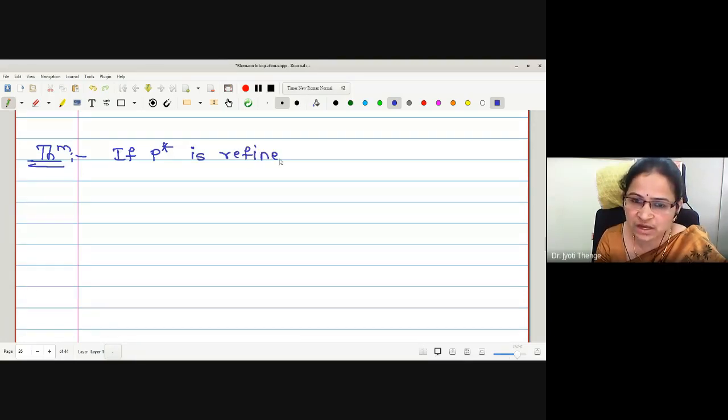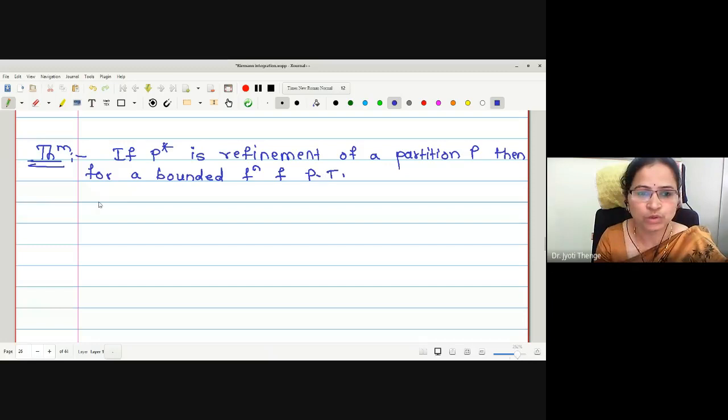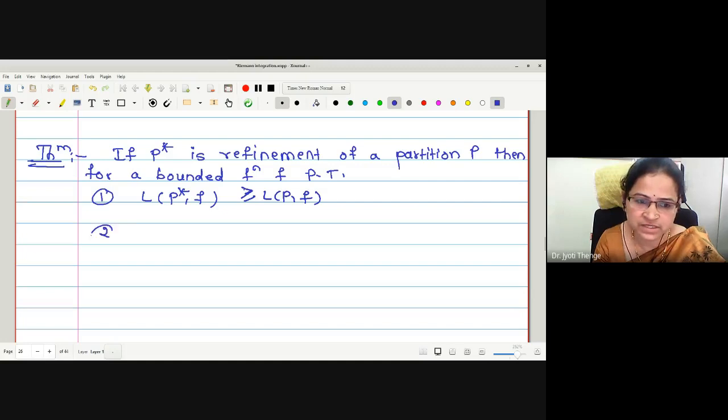If P star is a refinement of a partition P, then for a bounded function F, prove that. What to prove? Point number 1, L(P star, F) is greater than or equal to L(P, F). Second statement, U(P star, F) is less than or equal to U(P, F).